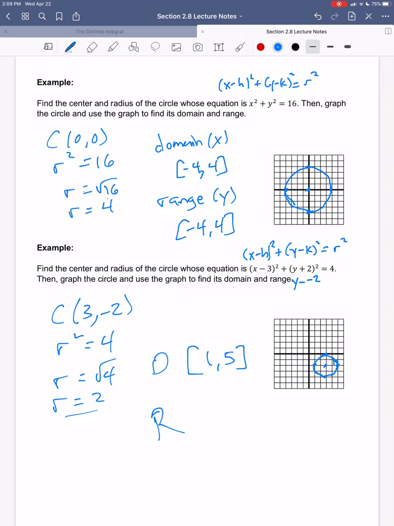The range would be the y-coordinates. So for the y-coordinates, I look how far it goes up and down. My lowest y-coordinate is down here. That's negative 1, negative 2, negative 3, negative 4 is my lowest y-coordinate. 0 up here is my highest y-coordinate. So again, here my domain and range certainly aren't the same.